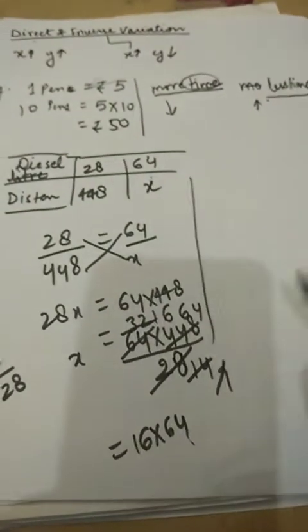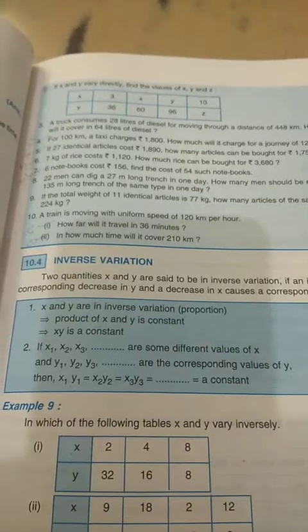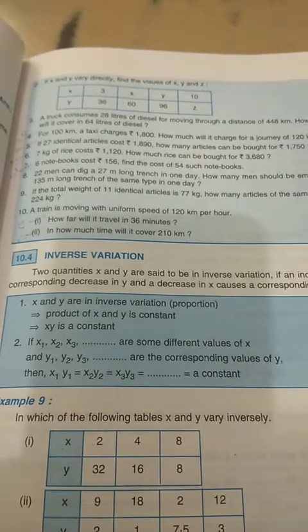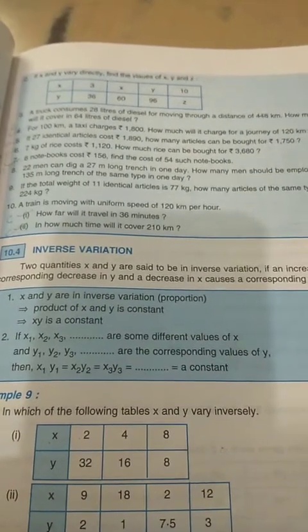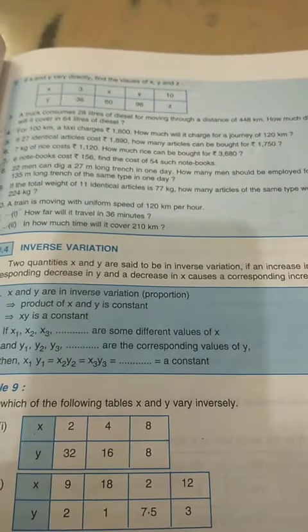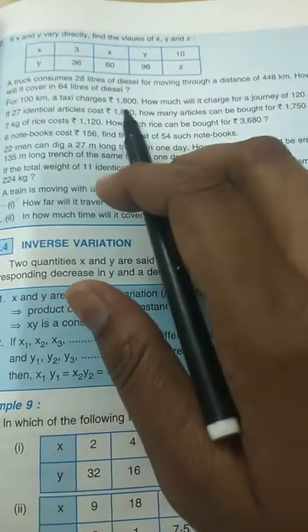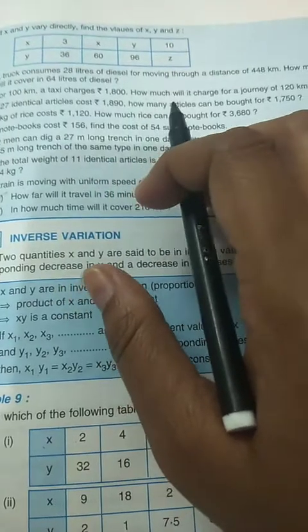In the next part of the question, is question number 4. You can see, for 100 kilometer taxi charges 1800 rupees. The question is 100 kilometer taxi charges 1800. How much will it charge for a journey of 120?